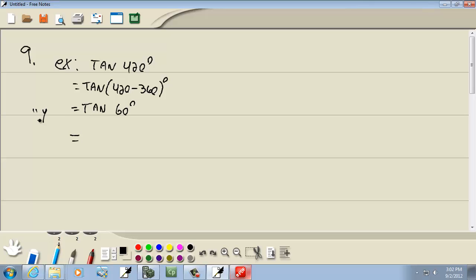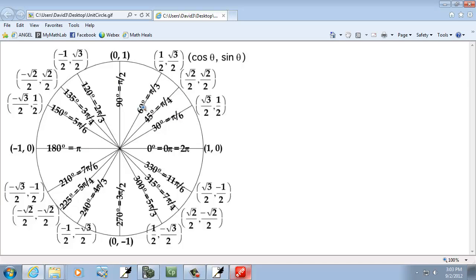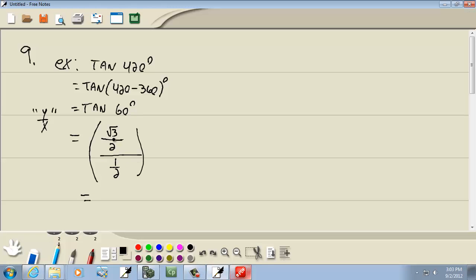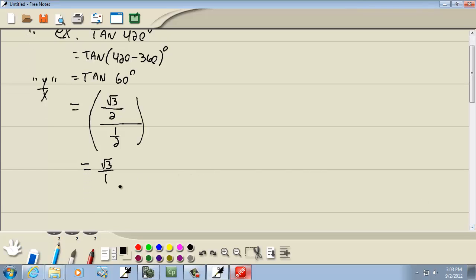Now tangent in terms of our unit circle is y over x. So if I look at 60 degrees on my unit circle, y is going to equal square root of 3 over 2, and x is 1/2. Here's 60 degrees, here's y, square root of 3 over 2, and here's x, 1/2. Well, single fraction over single fraction, they both have 2's as a denominator. I can drop the 2's, so I got square root of 3 over 1, which gives us the square root of 3. And that's our answer.